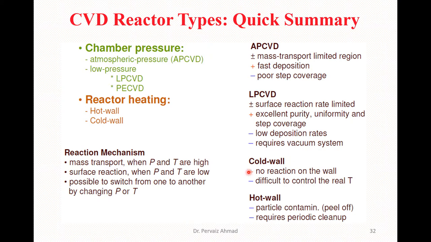So what do I mean by cold wall? It means plus no reactions on the wall, minus difficult to control the real temperatures. Hot wall: the demerit of the hot wall is particle contamination, and it requires periodic cleanup. So this is a quick summary of the CVD reactor types.